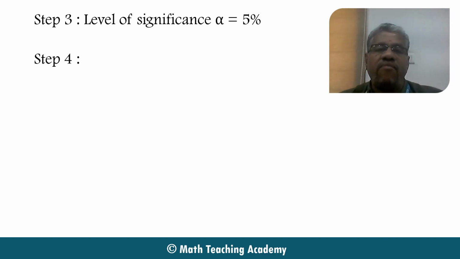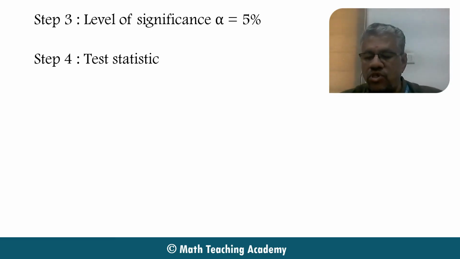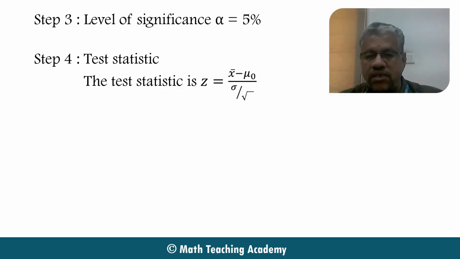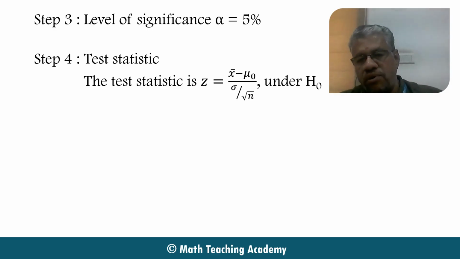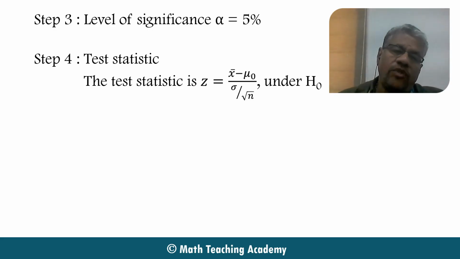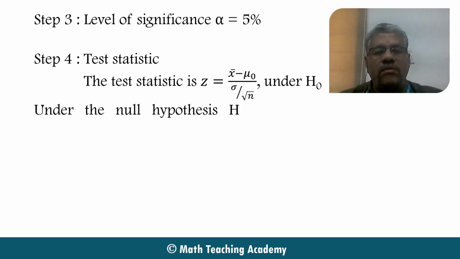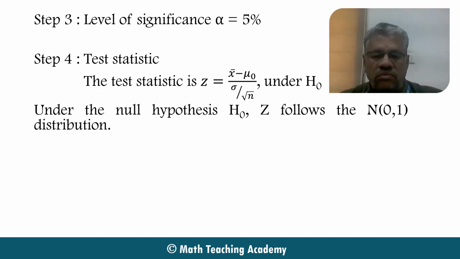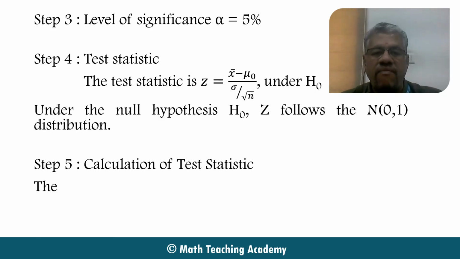Now, step 3 is the level of significance. That is 5% given. Therefore, 0.05. 5% means 5 by 100, that is equal to 0.05. Now, test statistics. Test statistics, I already told you, is nothing but the formula. So Z, for the normal distribution, usually denoted by the letter z. Z is equal to x bar minus nu divided by sigma by root n. Nu naught, nu same. So we have to find the calculated value.